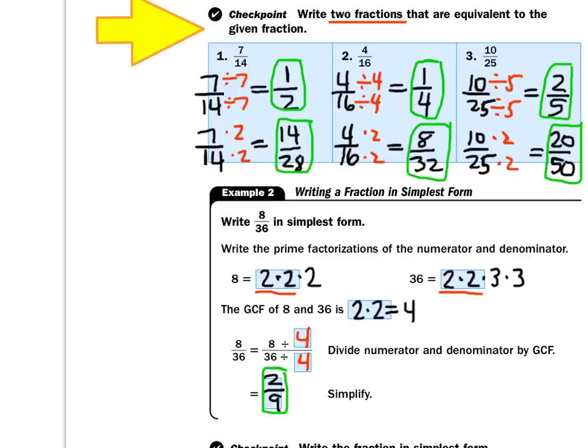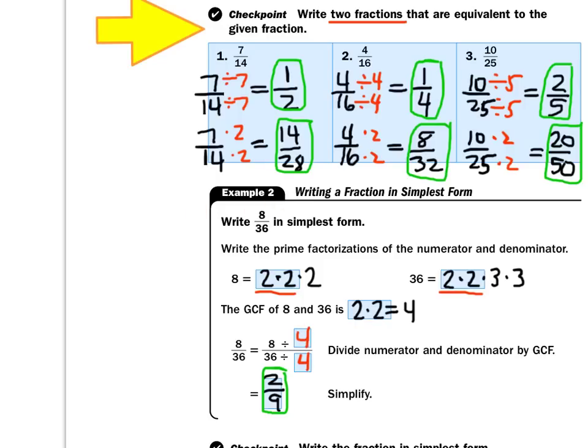All right, take a look at number 3, 10 over 25. First, write it twice. And then on the top one, I try to reduce if I can, so I divided both the top and the bottom by 5, and that gave me 2 over 5. And on the second one, I try to multiply, and I just multiply by 2 because it's easy, and 10 times 2 is 20, 25 times 2 is 50. So that gave me my 2 equivalent fractions.